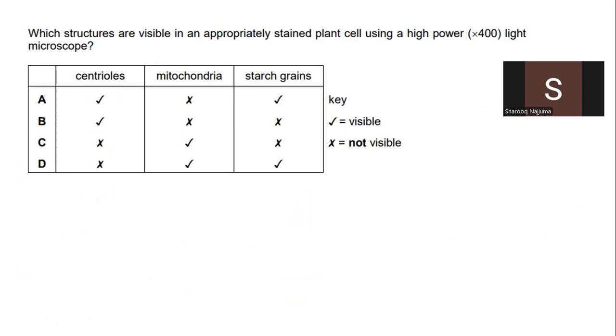Let's look at an example of an exam question. Here they're asking you which structures are visible in an appropriately stained plant cell using a high power microscope with a magnification of times 400. And that is a light microscope. We have mitochondria, we have starch grains, we have centrioles. So a tick means it's visible, a cross means it's not visible. We are looking at centriole, mitochondria, starch grains.